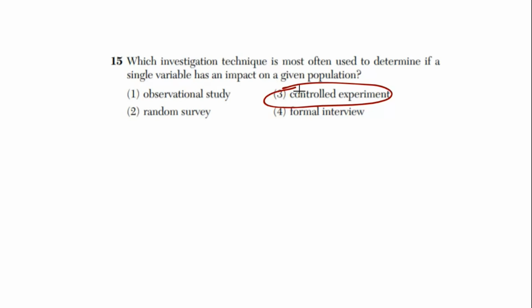A controlled experiment is basically where you're defining the variables, usually with a control variable, and you can actually change certain variables to manipulate them and see what the outcome is on our variable of interest. For a single variable, the best way that we can determine if it has an impact is by a controlled experiment, because we can manipulate the variables and see what the outcome is overall.